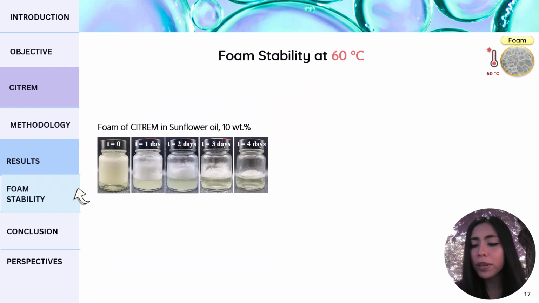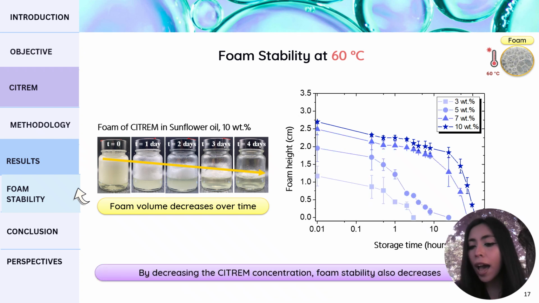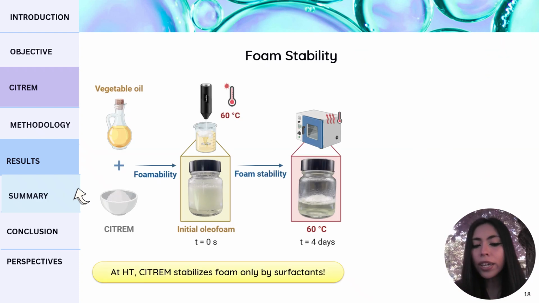Then if we study the foam stability at high temperature, we can see that at 10 weight%, the foam volume decreases over time. And the same trend happens with other concentrations. By decreasing the Citrem concentration, the foam stability also decreases, from being stable for some days to some hours. Then we can see that at high temperature, Citrem stabilizes foam only by surfactants.